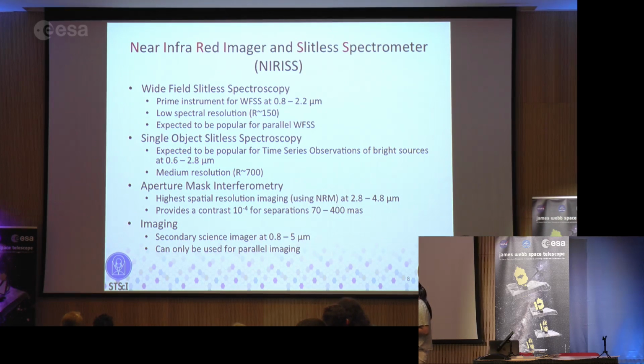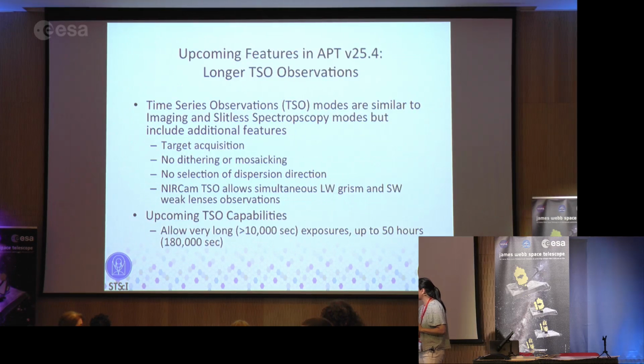And then finally, NIRISS, because it has the backup filters for NIRCam, also provides imaging. It's mostly the secondary science imager. You can't operate it as the prime science imager. So this is to augment, for example, if you're doing NIRCam imaging and you'd like a larger field of view.